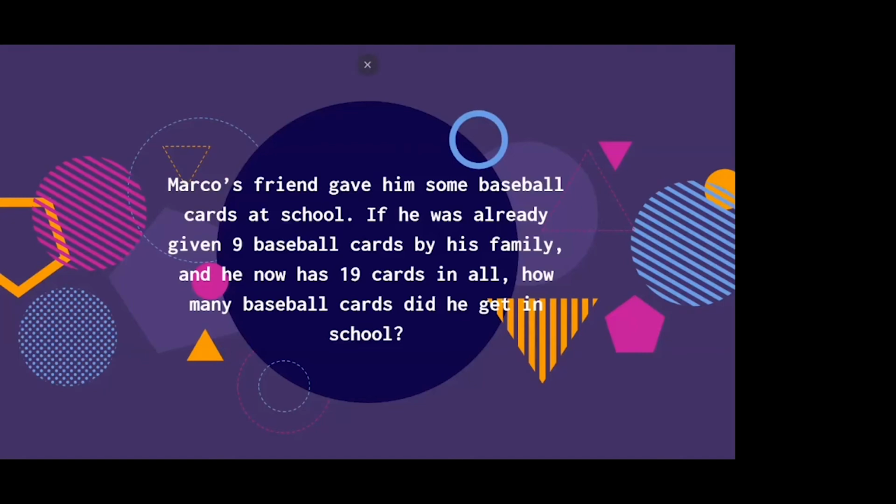Nice job, you guys. I'm gonna come back. Here I am, and let's solve this. You ready? So I'm gonna read it one more time, just for clarity. Marco's friend gave him some baseball cards at school. If he was already given 9 baseball cards by his family, and he now has 19 cards total, how many baseball cards was he given at school?